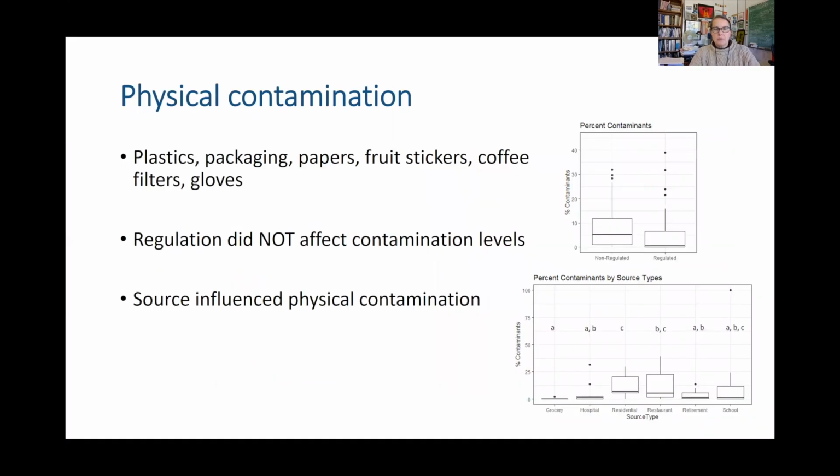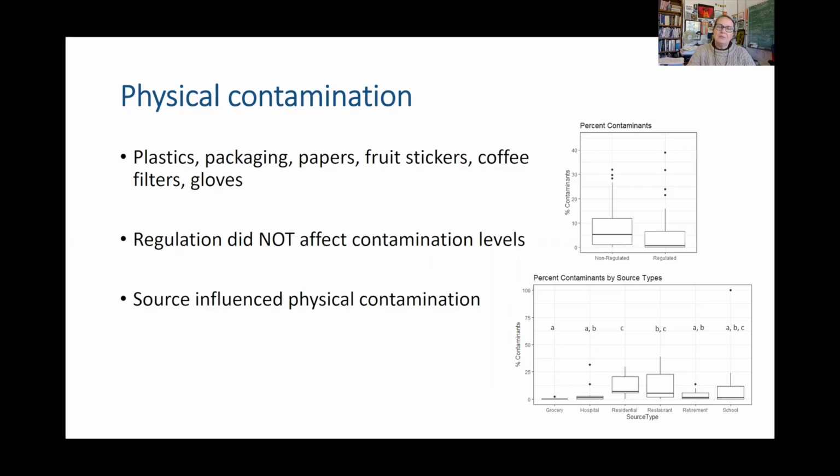So I'll start with the results of the physical contamination. We saw plenty of physical contamination, up to nearly 40% of the waste sample in one case, and that went down to basically clean samples. One sample was all just trash, basically, and so we didn't have anything left to process, so we actually ended up with only 71 samples out of our 72. The kinds of physical contaminants we found were plastics, packaging materials, papers, fruit stickers, coffee filters, and gloves.